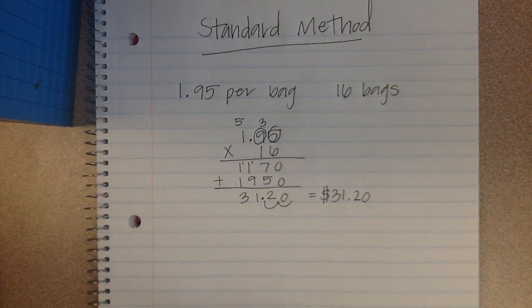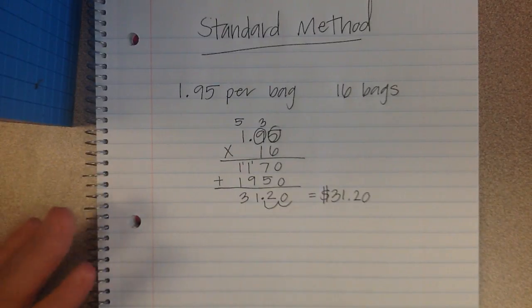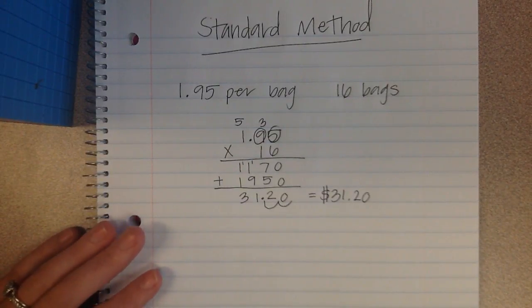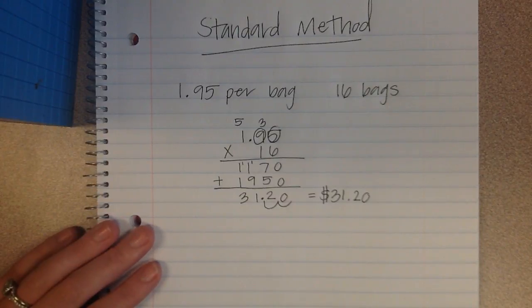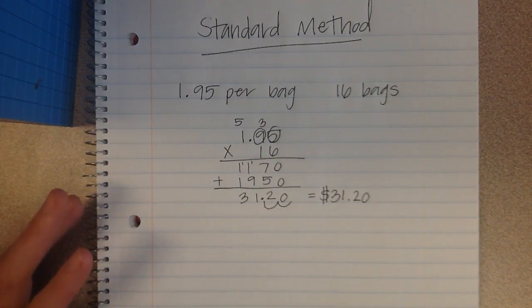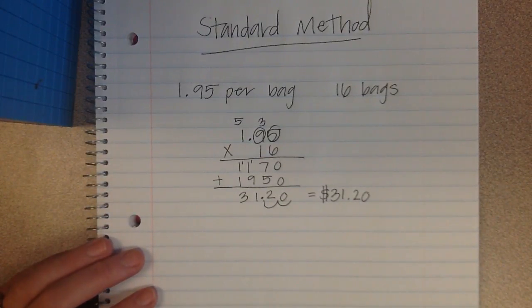Now this is a great method to use if you're using big numbers, because I can promise you I don't want to be writing out $1.95 16 times. And I don't want to be doing an area model with that, or grids, or number lines. So this is the best, or the quickest, method to do. This is a method you can use to solve the problems and then check with another method. Okay, we're going to do one more problem.